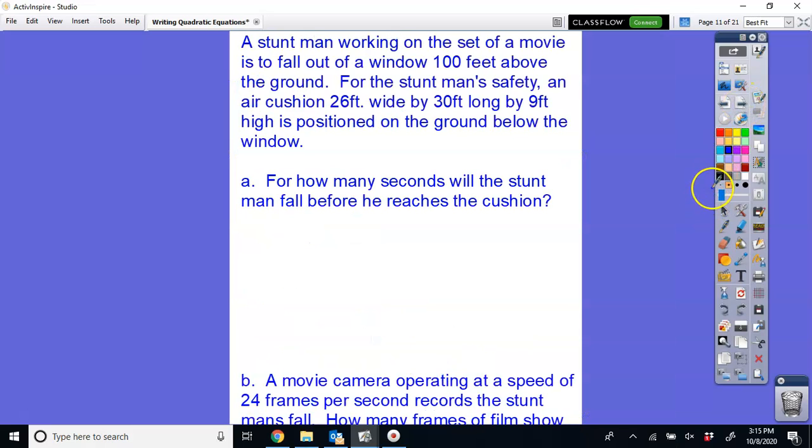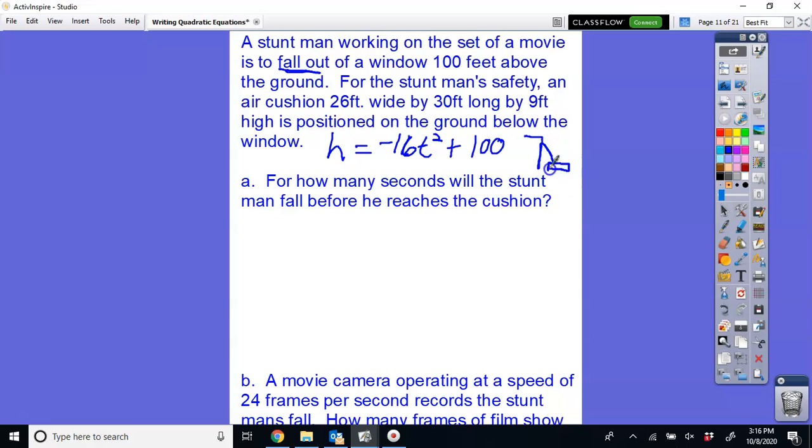You would first of all have to set it up. So notice this says a stunt man working on the set of a movie is to fall out of a window. So immediately think about this. Falling out of a window 100 feet above the ground. Notice that he's not being launched out of the window. So what you would have is the height for that stunt man is going to be negative 16t squared, and then plus the initial height. So the gravity is affecting it, but you also have the initial height. So as time passes, he's going to go towards the ground. He's jumping out of a window and going towards the ground.